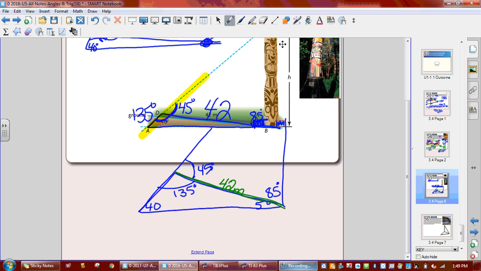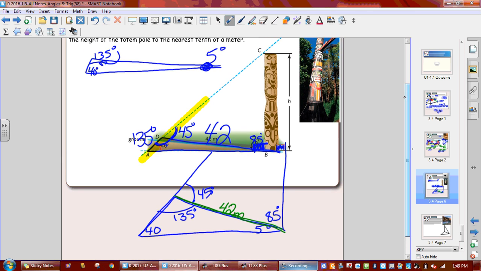And now we have our opposite rule. If we know two angles of a triangle, we can find the third. I know these two bottom ones, 45 and 85. I can find this tall one right here, because it's 180 minus. How big is that angle up there? 50, good.